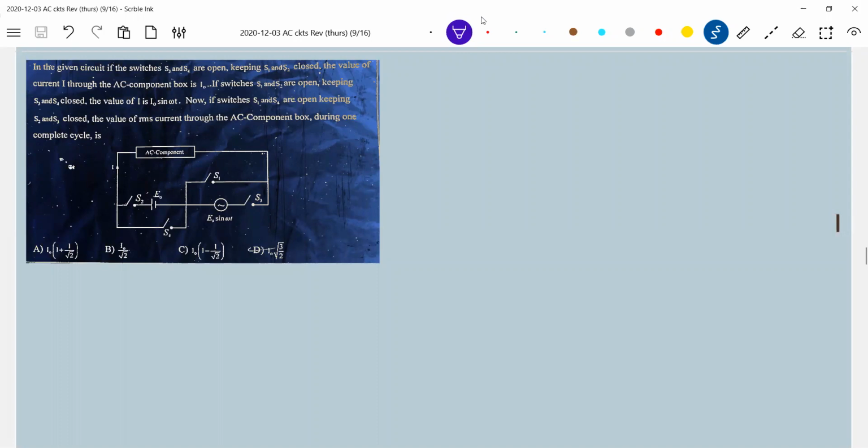In the given circuit, if switches S1 and S4 are open, keeping S1, S2 closed, the value of current I through the AC component of box is I0. There's an AC component, there's a box only. Let me show like this. With S1 and S2 open, then in that case, what do we get? We get only DC source. And there's a current flowing. So that is I0. What is I0? Current flowing. So this is the first situation. S1, S2 closed.